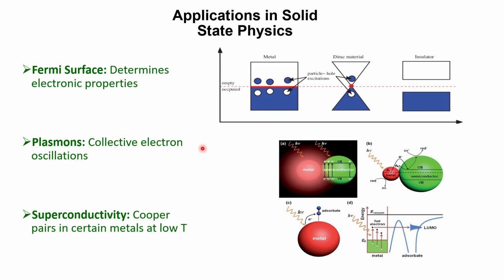Plasmons are collective oscillations of conduction electrons instead of individual electrons moving independently. The entire electron gas oscillates coherently. Plasmons are central to plasmonics, nano-optics, and photonic devices where light-matter interaction is engineered at sub-wavelength scales.